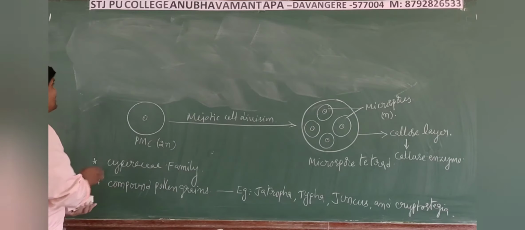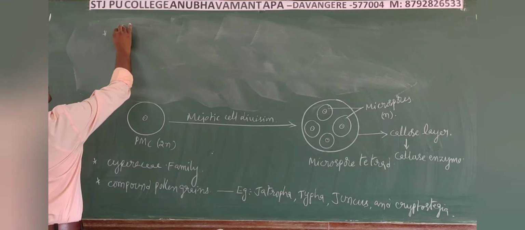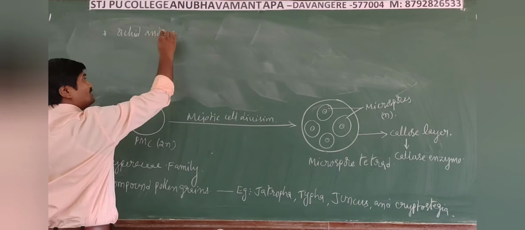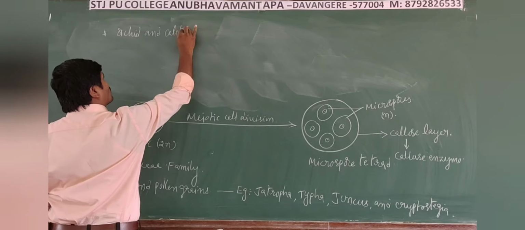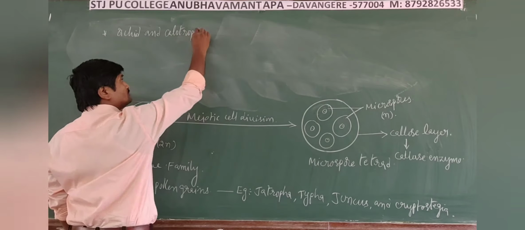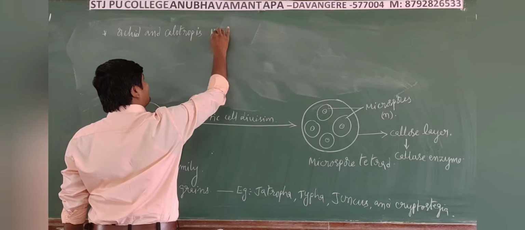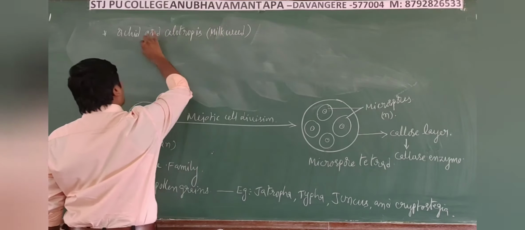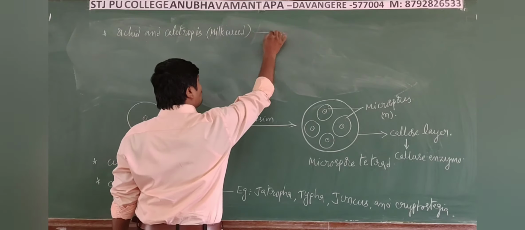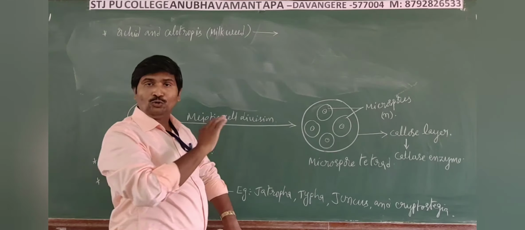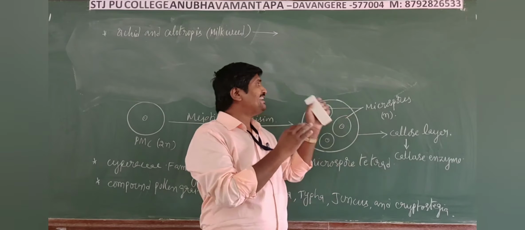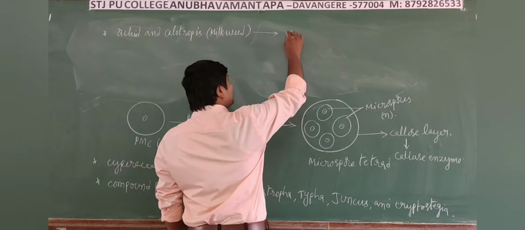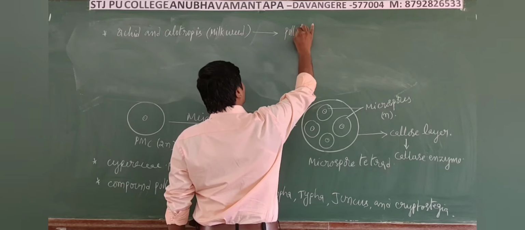What are the examples for the pollinium? Orchid and Calotropis. This is a milkweed. In orchid and Calotropis, all pollen grains in each anther lobe remain united and form a sac-like structure that is known as the pollinium.